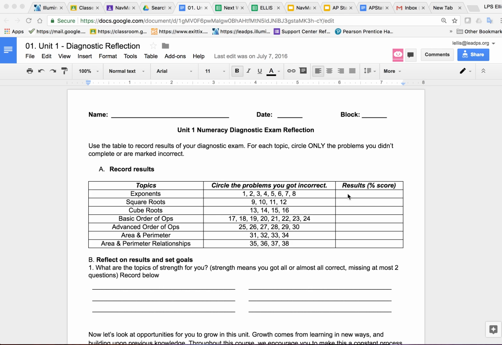Okay, so you're going to do that for all of these. Then you're going over here to the results. We will calculate the percentage. But the first thing I want you to do is write a fraction that represents the number that you got correct. So remember I said I got 1, 3, and 4 incorrect. That means I got 2, 5, 6, 7, and 8 correct. So I have 5 correct out of the 8 problems that are here. So I will write a fraction here, 5 over 8. And I want you to do that for all of these, okay?